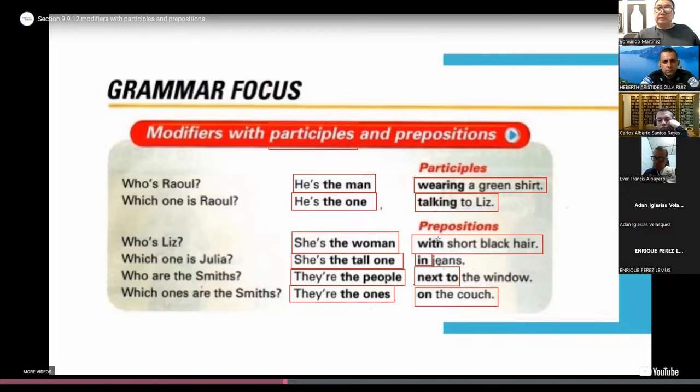Luego podría ocupar preposiciones. Who's Herbert Aristides? He's the man with uniform. He's the man, oigan, he's the man with the lake picture on the background. Who's Carlos Alberto? Or which one is Carlos Alberto? He is the one. Voy a ocupar the one. Okay, he's, let me see. He's the tall man. Oigan, he's the tall man with the library background. Okay.